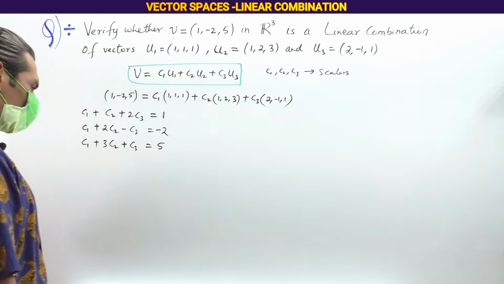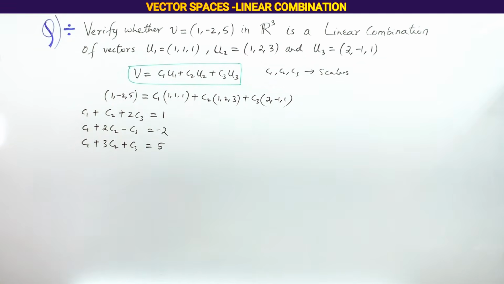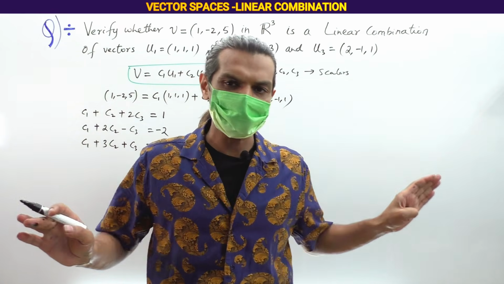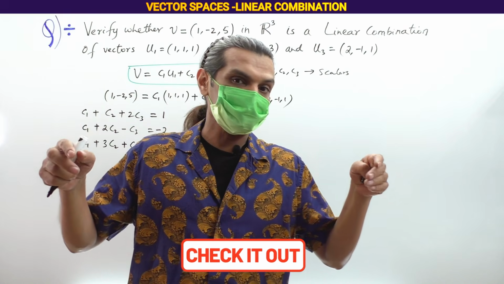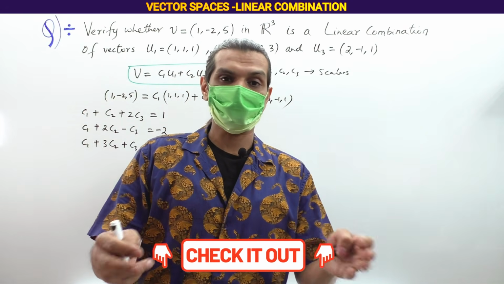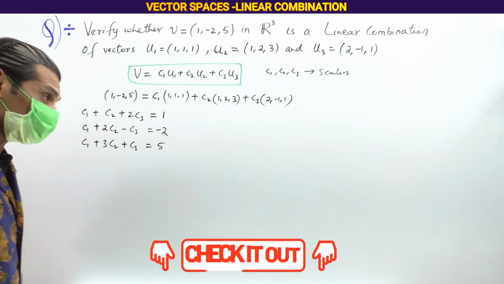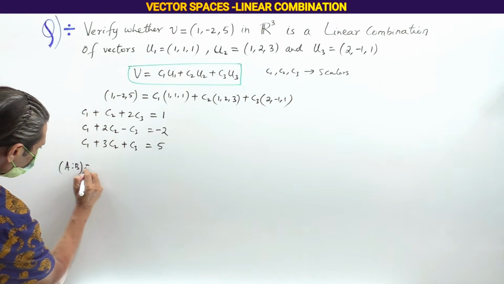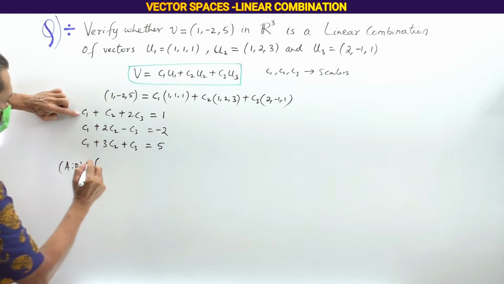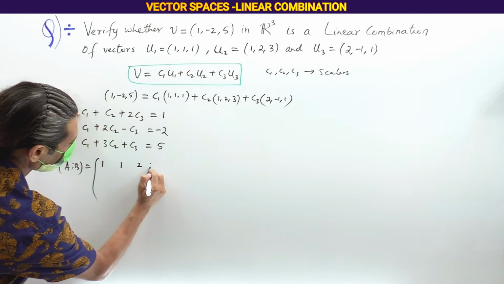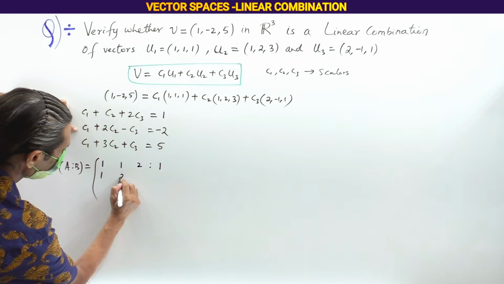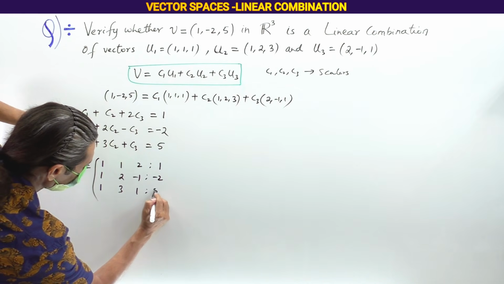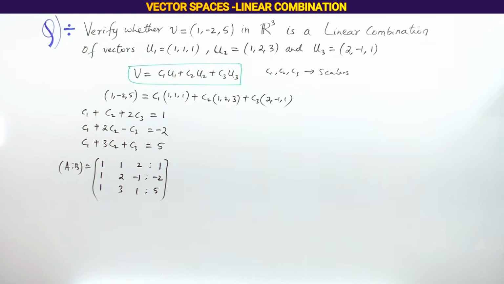It's very simple. Now, I will solve this using the reduced row echelon form, or using Gauss elimination. Please find a link in the description below for videos on finding the rank of a matrix and also the Gauss elimination method. It will be very useful for solving such type of problems. So, I'll write this as [A|B], the matrix with rows (1, 1, 2 | 1), (1, 2, -1 | -2) and (1, 3, 1 | 5). Now, we have to reduce this to the row equivalent form.